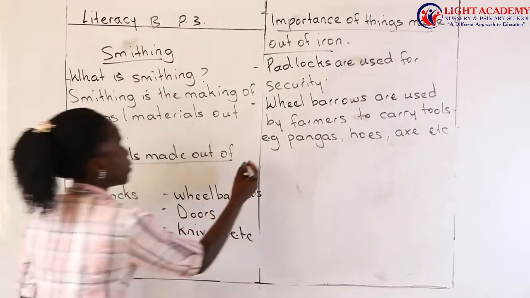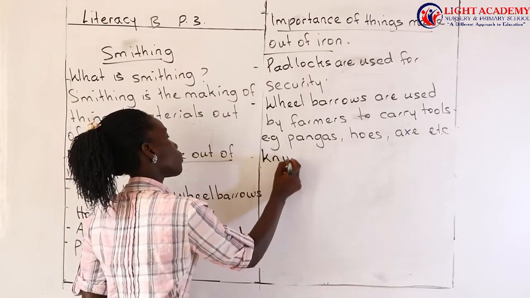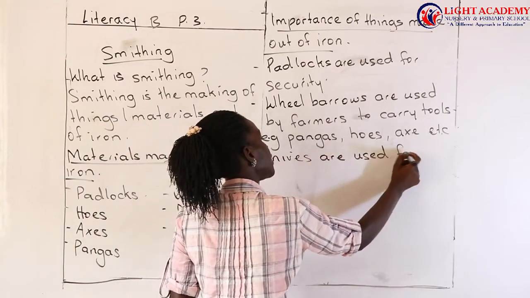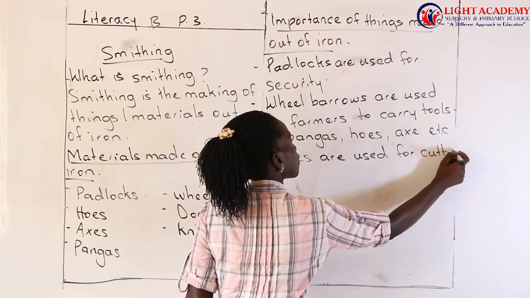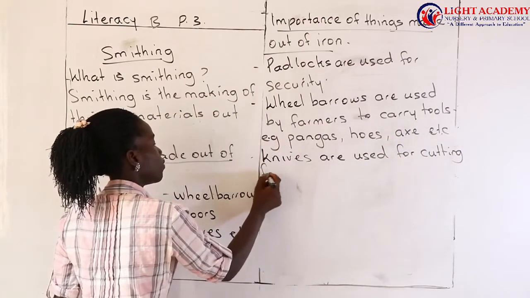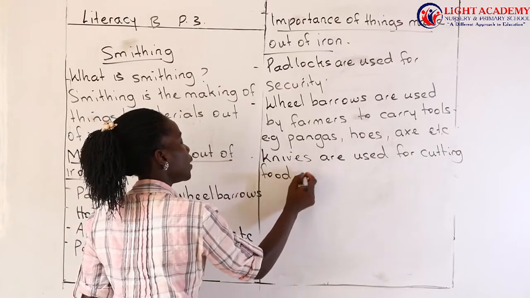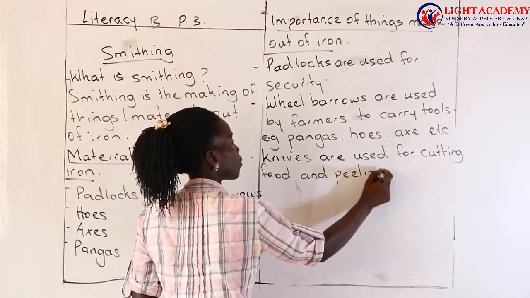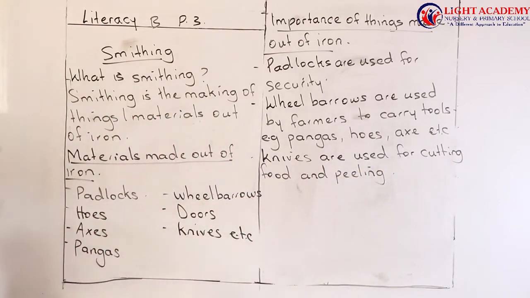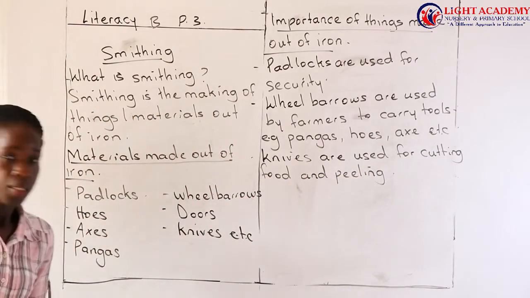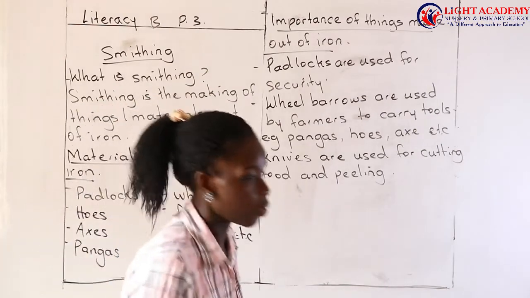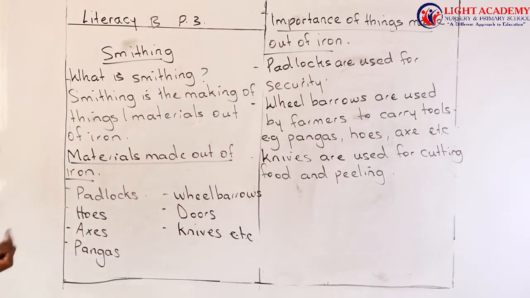Then they have the knives. Knives are used for cutting food, or for peeling. Knives are used for cutting food and what? And peeling. We also have the table knives. Table knives are also used for cutting food. You don't use them for eating, you use them for cutting food.